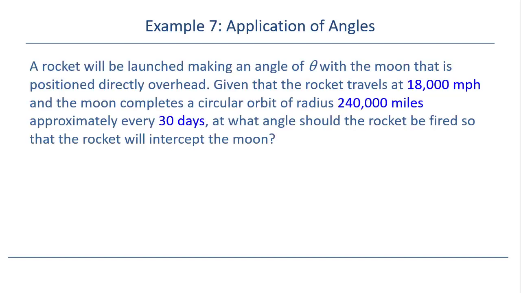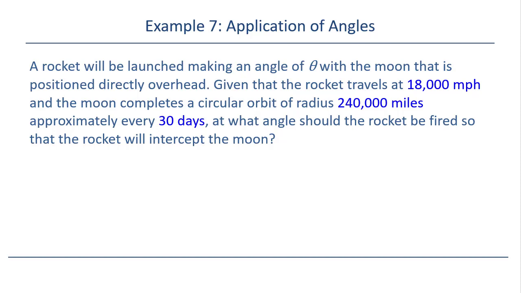All right, another example. A rocket will be launched making an angle of theta with the moon that is positioned directly overhead. Given that the rocket travels at 18,000 miles per hour and the moon completes a circular orbit of radius 240,000 miles approximately every 30 days, at what angle should the rocket be fired so that the rocket will intercept the moon? Whew, that is a lot of information to digest, right?